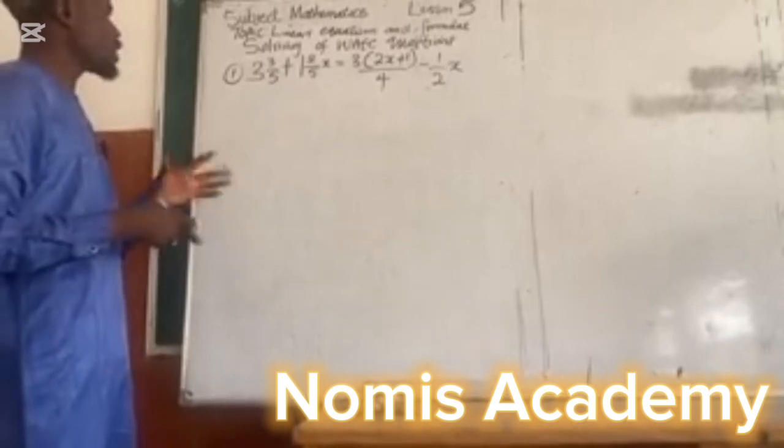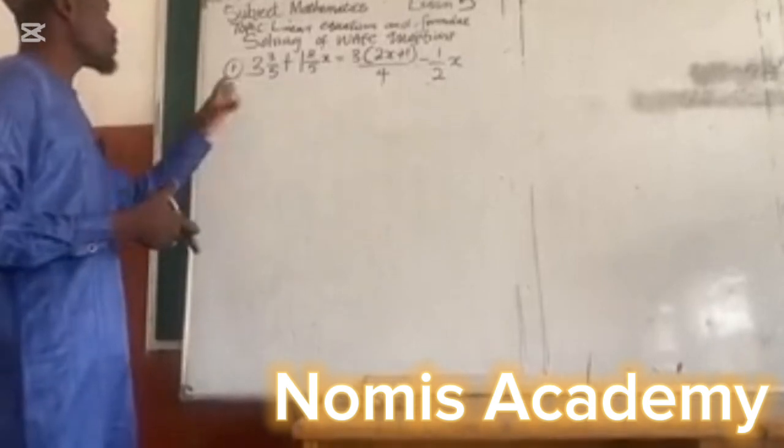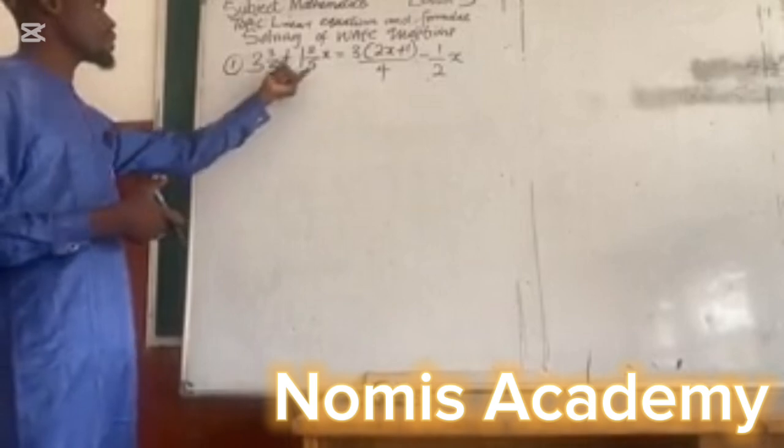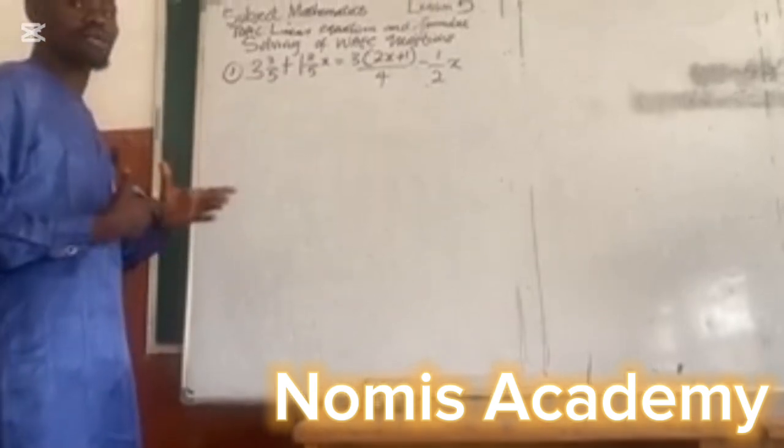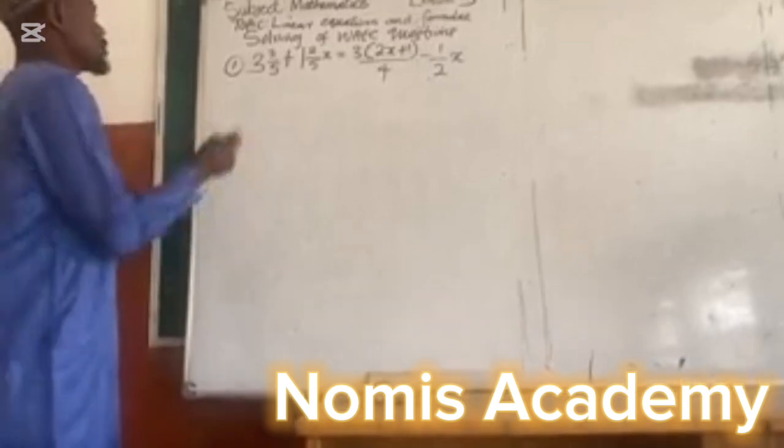The first thing that will come to your mind as a mathematician is to convert this one to an improper fraction and this one to an improper fraction. If you can do that, then you can see how to collect the like terms. How do you do the solution?